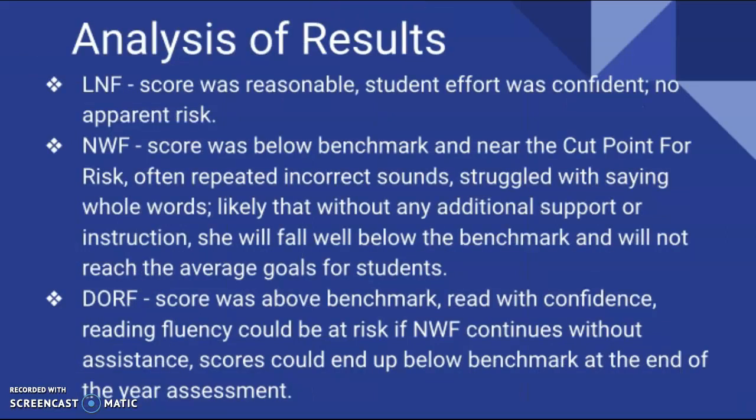For letter naming fluency, Susie does not seem to be at risk since her score was reasonable and she was able to get through the letters effortlessly with 100% accuracy. Her nonsense word fluency score was below the benchmark, as well as being at and near the cut point for risk, which means if she doesn't receive additional support quickly, she could fall well below the benchmark. She often repeated the same incorrect sounds and struggled with saying the whole words. So this is a problem area for her.